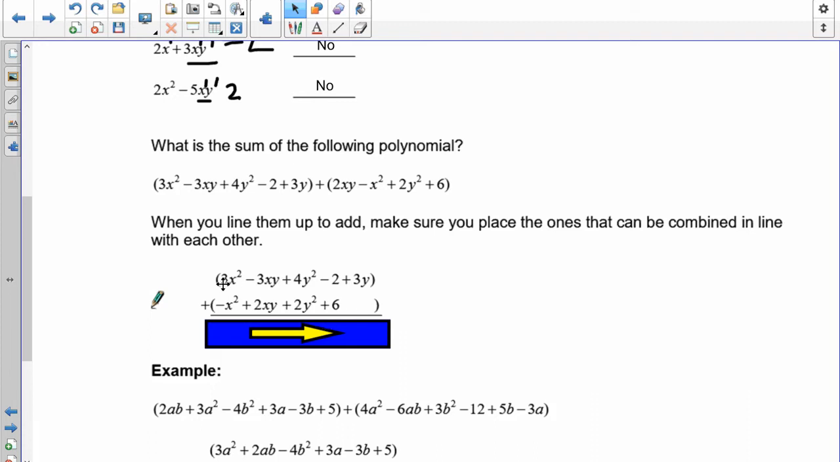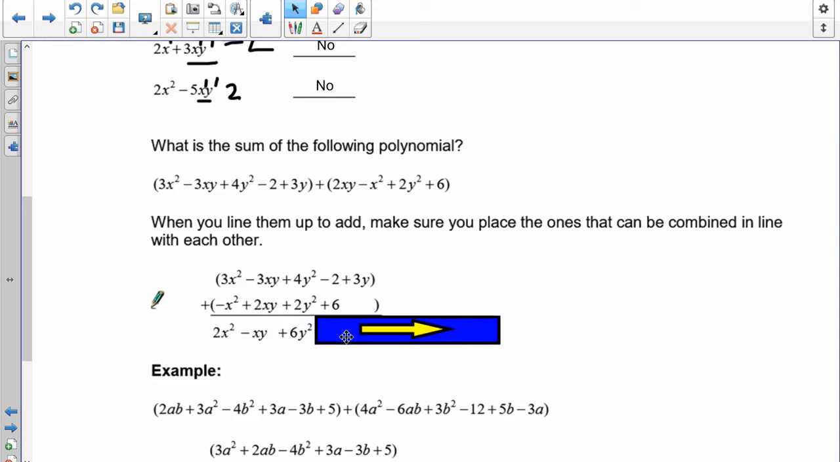So doing your addition, 3x squared minus x squared gives me 2x squared. I have a negative 3xy and a positive 2xy, which means I have a minus xy. If you put in minus 1xy, that's okay, but since we know there's only one, you don't have to put the 1 in. 4y squared and 2y squared, 4 and 2 is 6. We have 6y squared. Negative 2 and positive 6 is a positive 4. And the 3y has nothing to combine with it, so it just goes in as 3y.